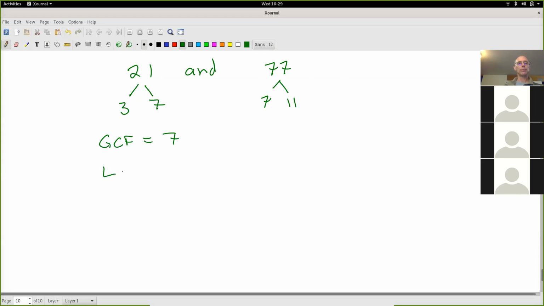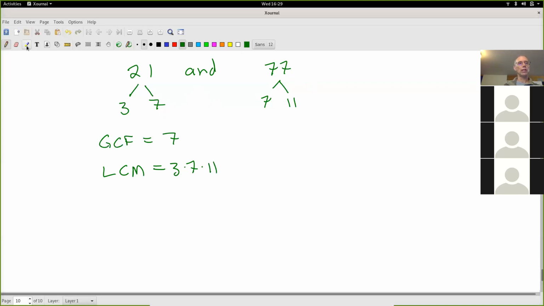LCM. Lowest common multiple, least common multiple. So that strategy, I need as many factors without repetition. So 21 says it needs a 3 times 7. 77 needs a 7 times 11, but I already have a 7 there, so I don't need to do it again. So I just need the 11.